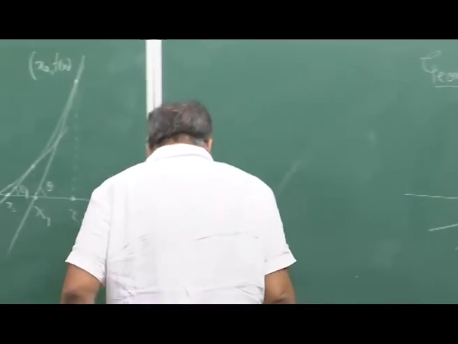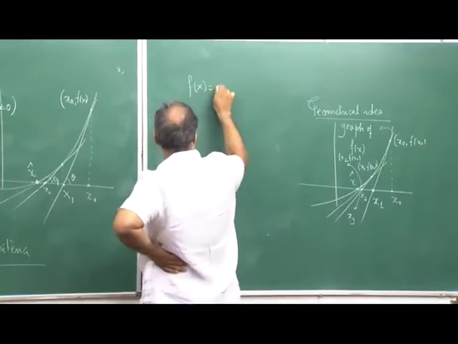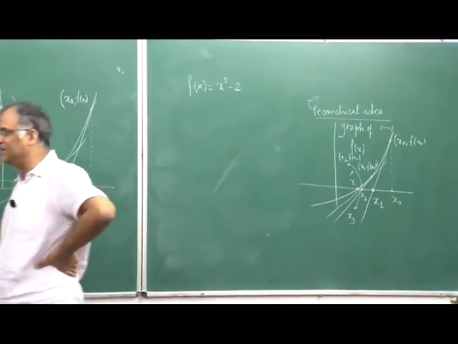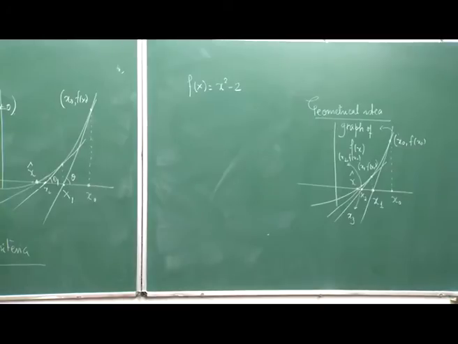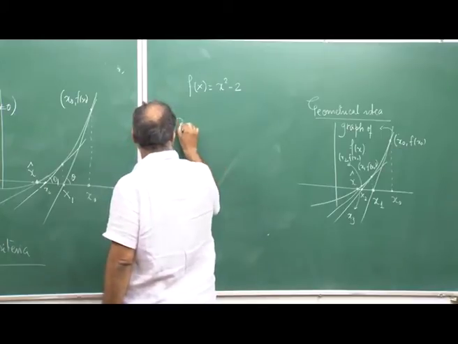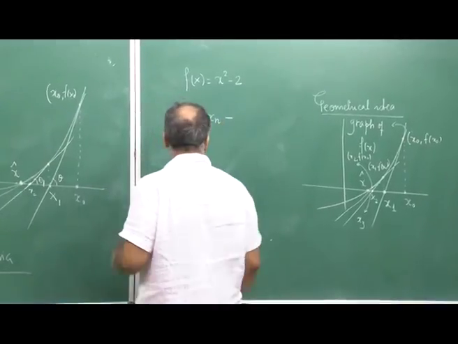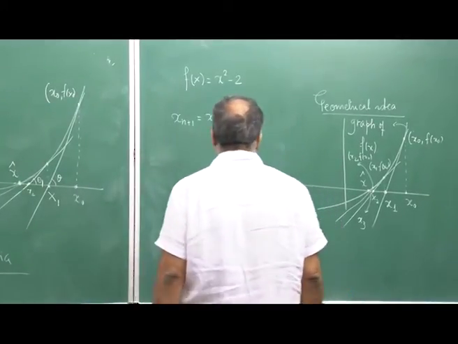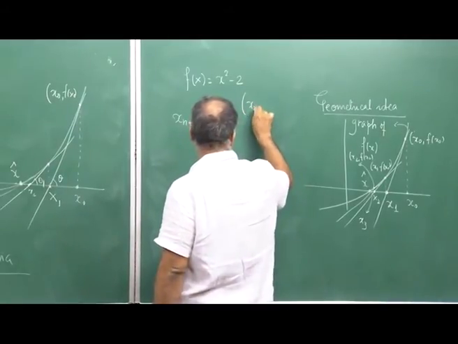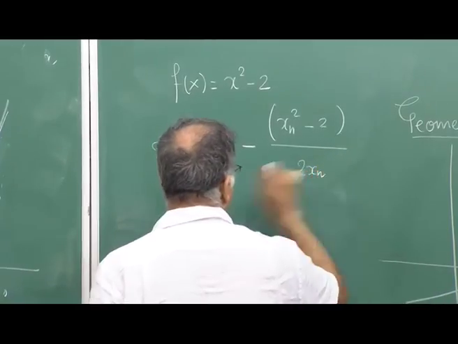For example, say I want to solve f(x) = x square minus 2. What I am trying to find is x, the square root of 2. So how do I compute this by this methodology? My Newton iteration scheme is x_{n+1} = x_n minus f(x_n) divided by f'(x_n), which is x_n minus (x_n square minus 2) divided by 2x_n.